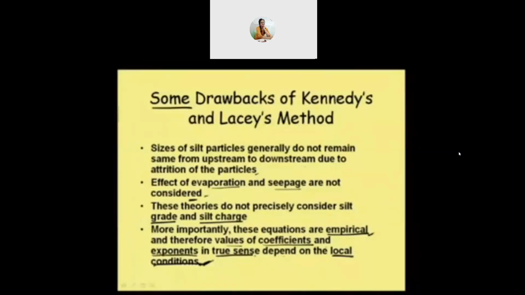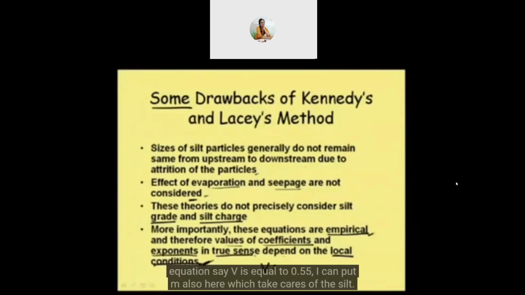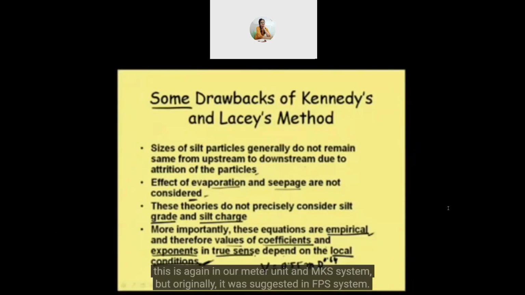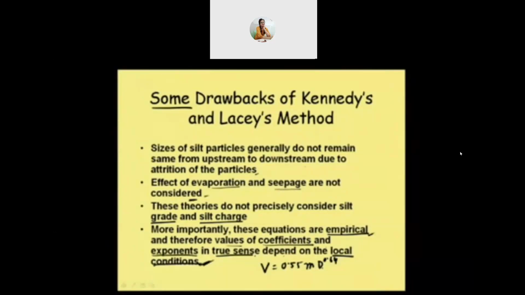It is very important. Say, if I write Kennedy's equation, V is equal to 0.55, I can put M also here, which takes care of the silt, then D to the power 0.64. In this equation, this is again in the meter unit and MKS system, but originally it was suggested in the FPS system, and then there was also some rounding of this value.